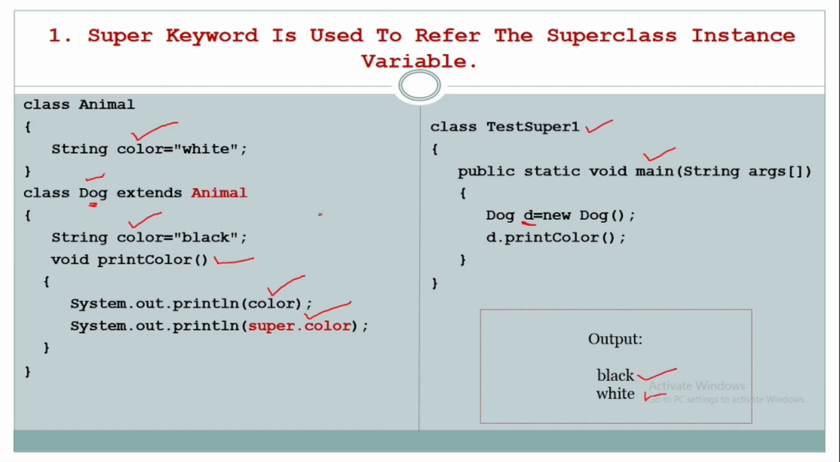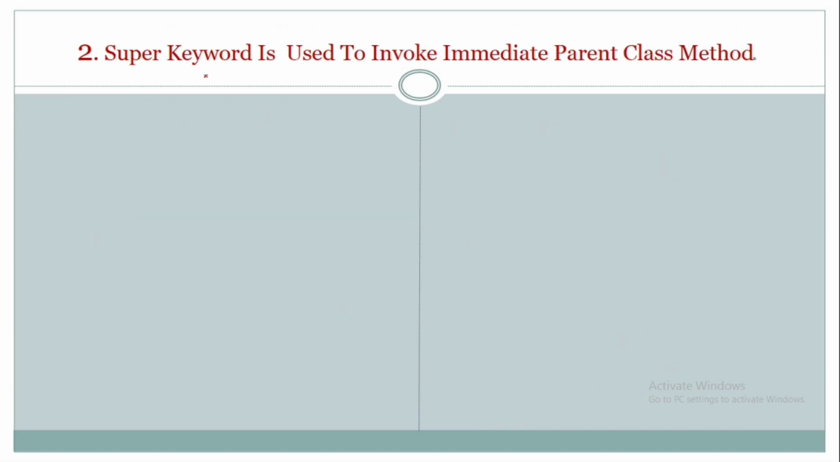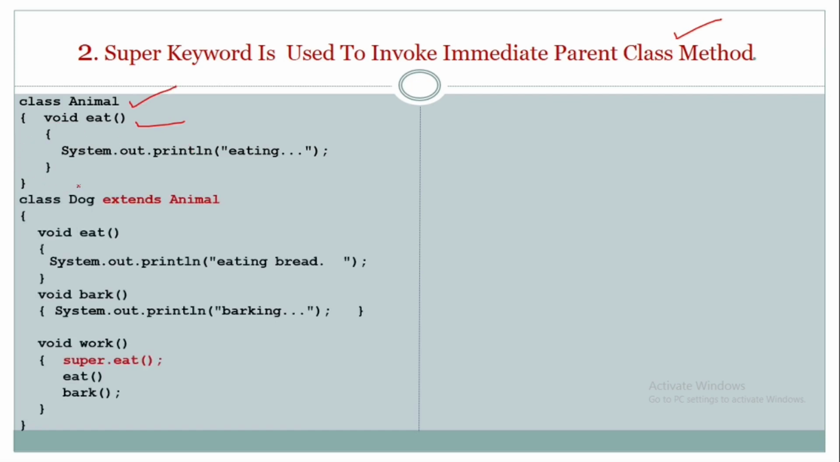Now let us understand the second use of the super keyword, which is to invoke the immediate parent class method. Let us consider a class with the name Animal, which has a method called eat. Now I'll create one more class called Dog, which is a subclass of Animal. Even in the subclass there is the same method called eat, and it has a method called bark, and a method called work.